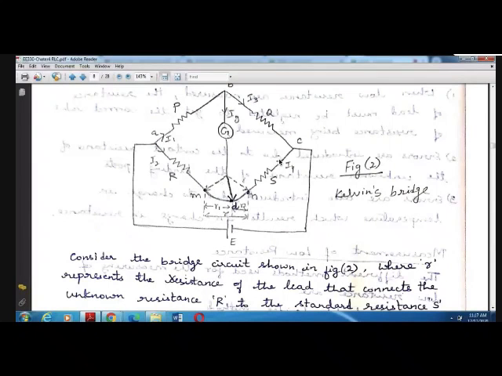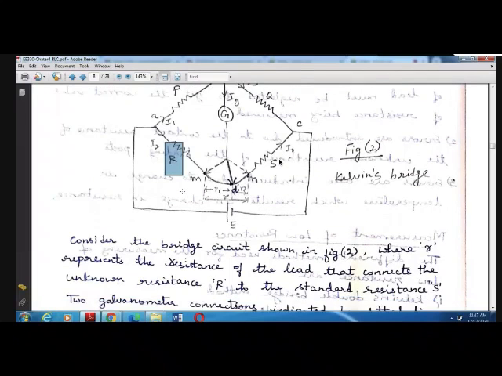The connection coming from the galvanometer goes from here and joins like this. So the lead resistance, the contact resistance value, whatever we are measuring, will add up with the value of the standard resistance S. Suppose the galvanometer connection is added to the point N, then the lead resistance value will be added along with this unknown resistance R. Are you understanding?